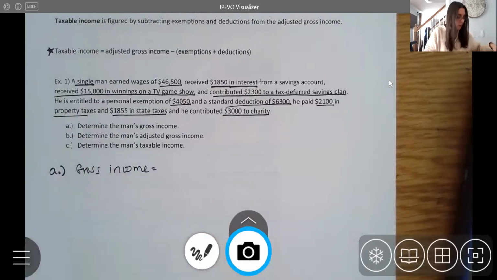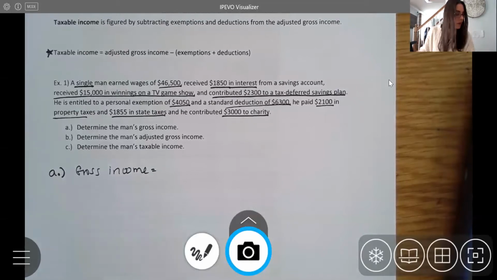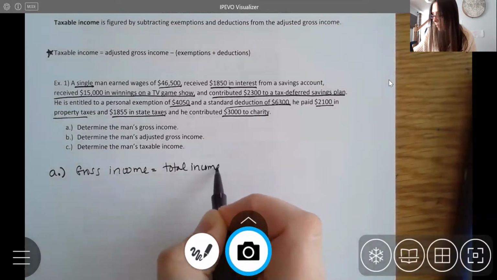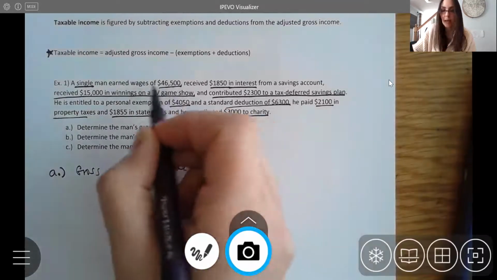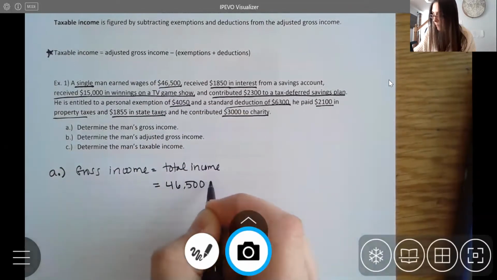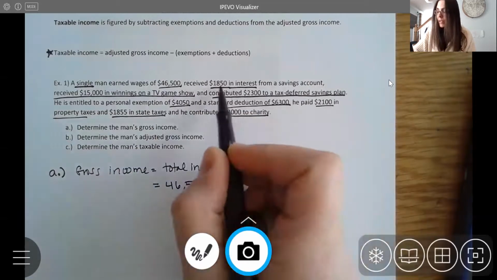Okay. So his gross income is everything that he has made. Here's my example. So his total that he's made for the year, it's his total income. Now that's going to include his salary, right? His wages. So 46,500. It also includes interest though.